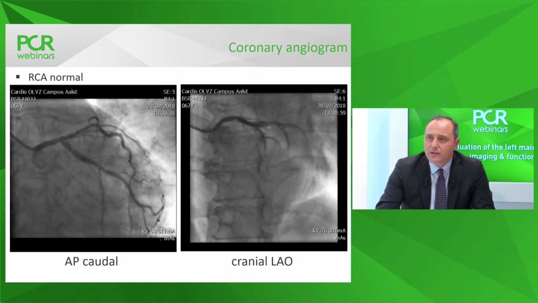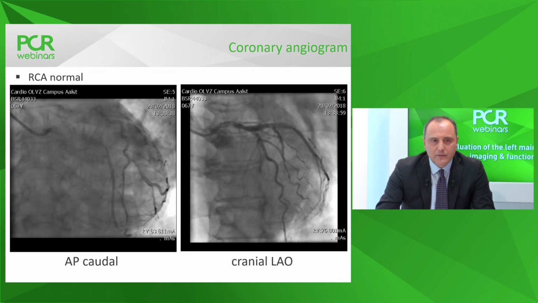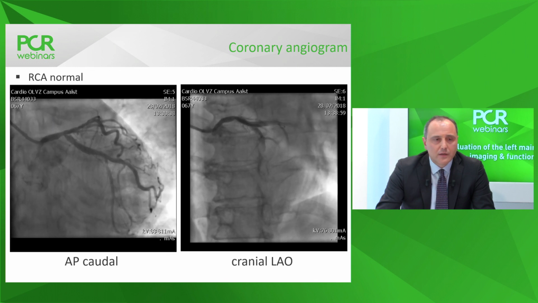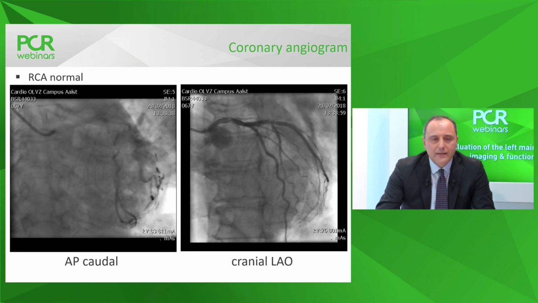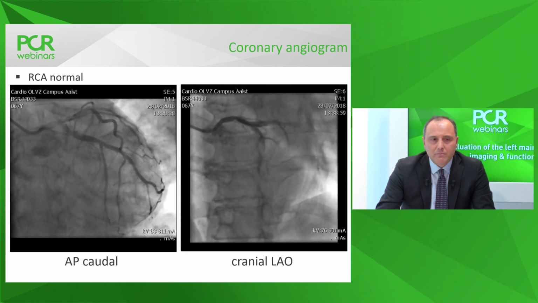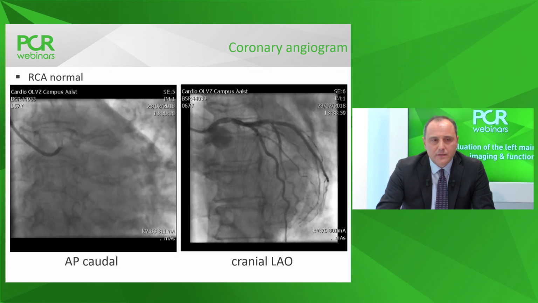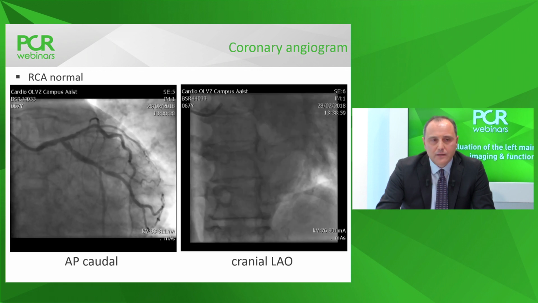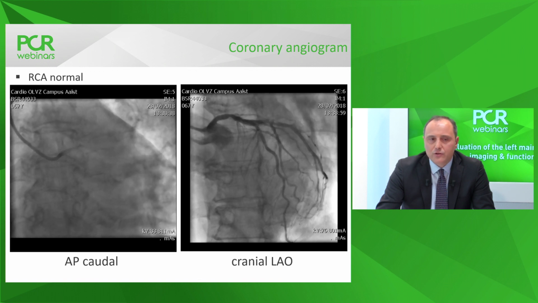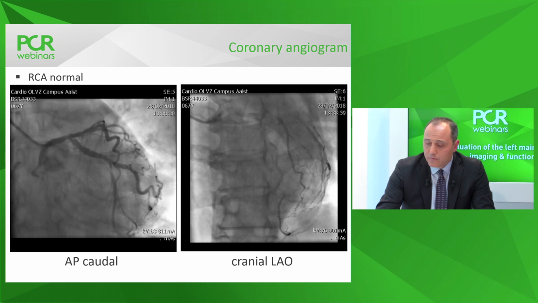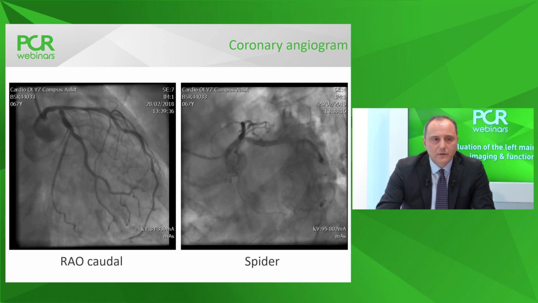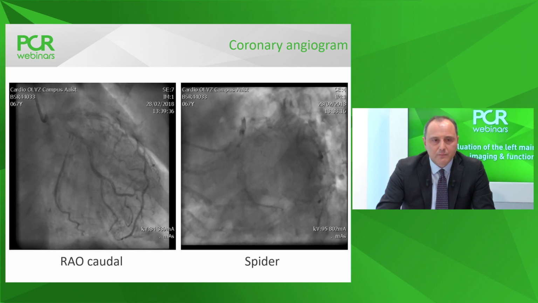On the angiogram, the right coronary artery was strictly normal, even if it is not shown here. These are the first two incidences I can offer you, AP caudal view and cranial LAO view. From the AP caudal view, we might perhaps suspect some disease at the ostium of the circumflex. From the cranial LAO view, we see again the image I showed before with this ambiguous lesion of the distal segment. Here are other two angiograms, the RAO caudal and the spider view.